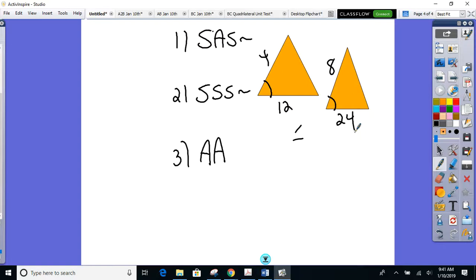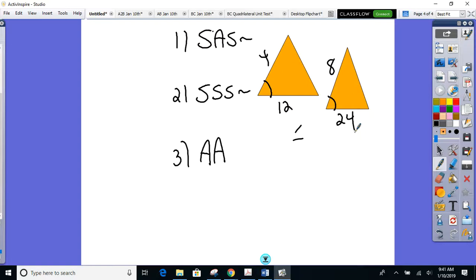What makes 4 and 8 and 12 and 24 so special? Because if I change this to 23, they're not similar. The sides have to be in the same... begins with an R, ends in atio. Ratio. They have to be in the same ratio. Everybody good? That was painful.